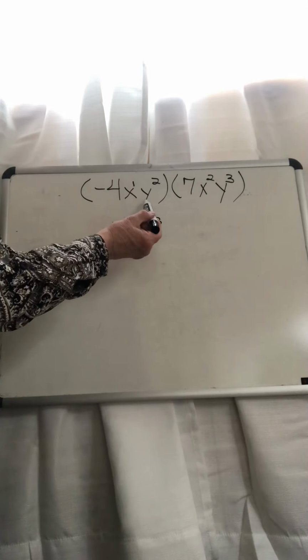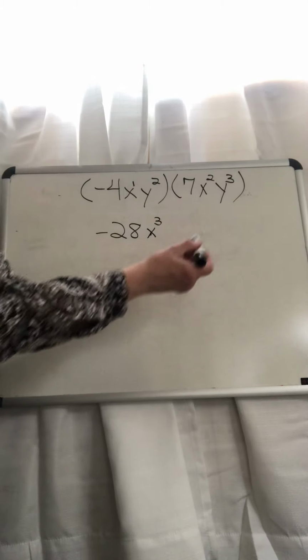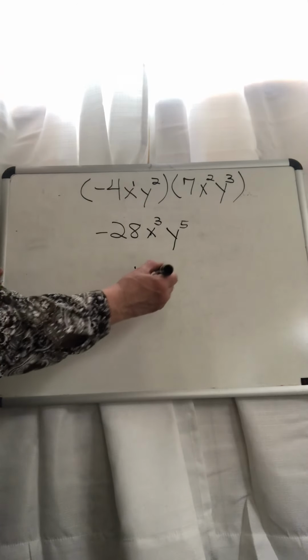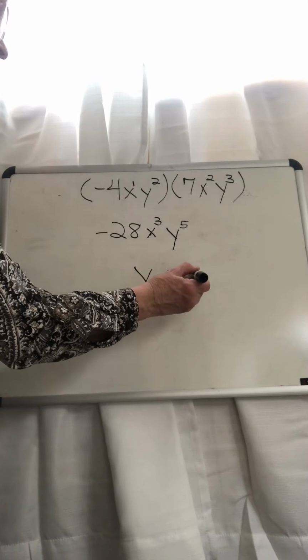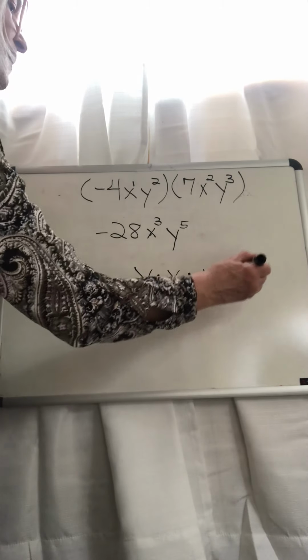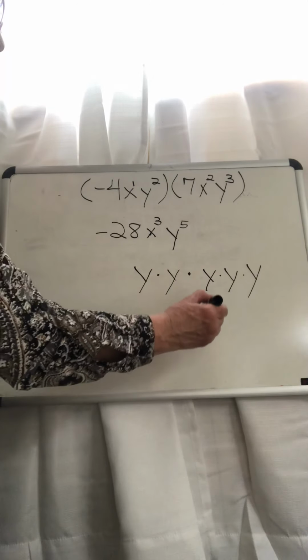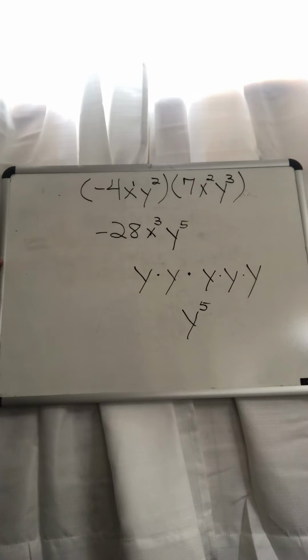Okay, then we look at the y. We've got y squared times y cubed. Again, we're going to add the exponent, so we get y to the 5th. And again, just so you can visually see this, it would be y times y, which would be the y squared, times y times y times y. So you've got 2 y's and 3 y's. So that's why it's y to the 5th. 1, 2, 3, 4, 5. There's actually 5 y's. You're multiplying the y times itself 5 times. So your final answer would be a -28 x cubed y to the 5th.